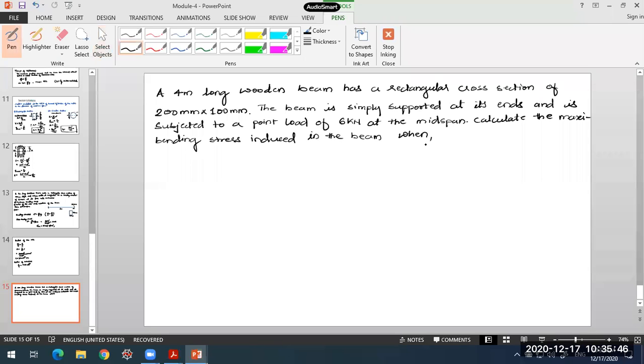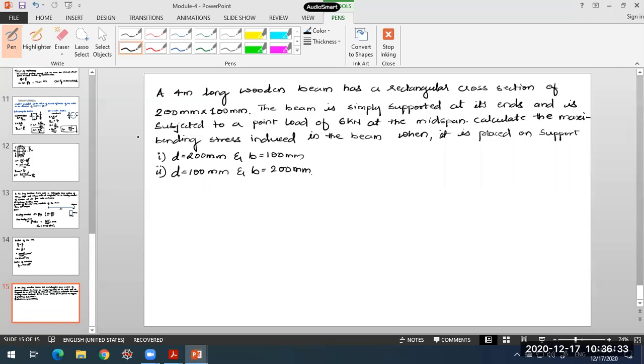when it is placed on support such that D is equal to 200 mm and B is equal to 100 mm. Second one, D is equal to 100 mm and B is equal to 200 mm. Okay, so that is the two cases what we have.